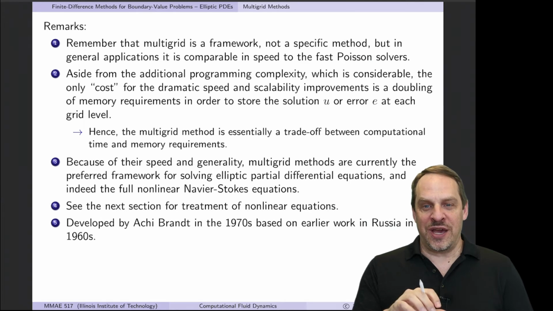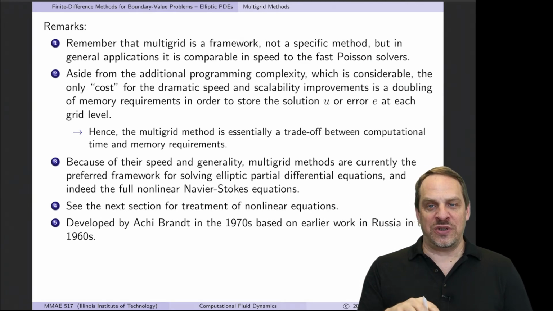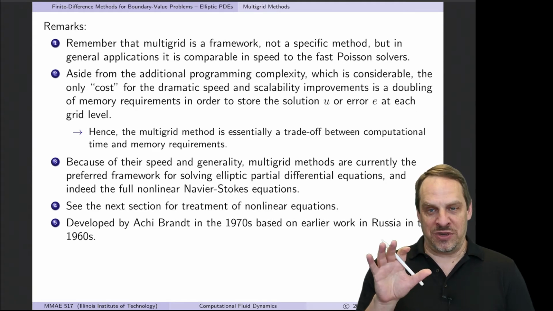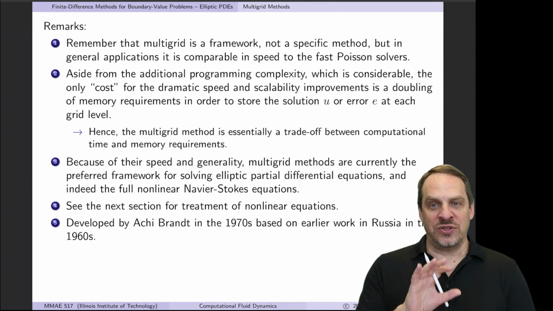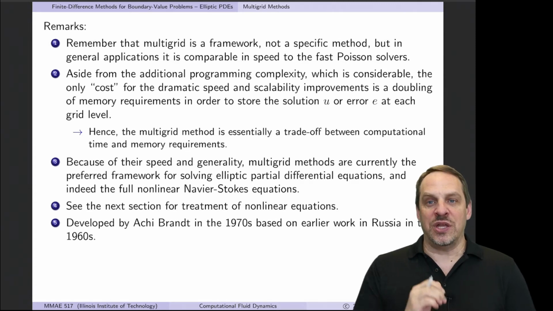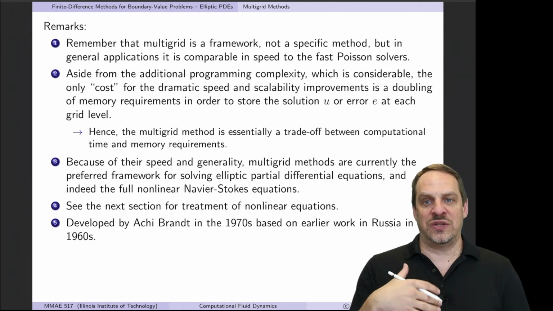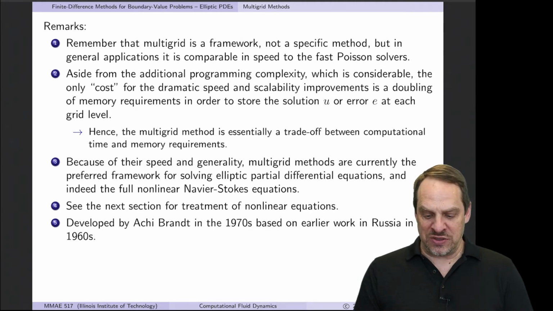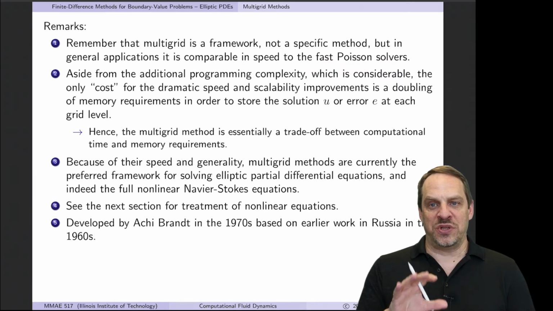complex. The key, however, is that whereas the fast Poisson solver has significant limitations on the differential equations they can be applied to, namely they need to be linear and at worst have variable coefficients, in the case of multigrid methods, we can extend them to nonlinear equations and still have speeds that are comparable to the fast Poisson solvers. So this additional flexibility is really the key to why multigrid methods are so commonly used and so popular.